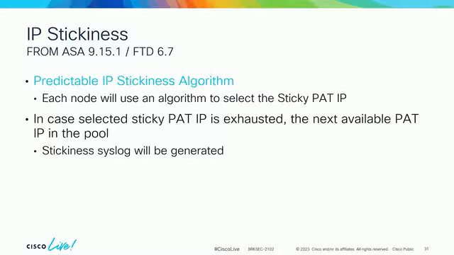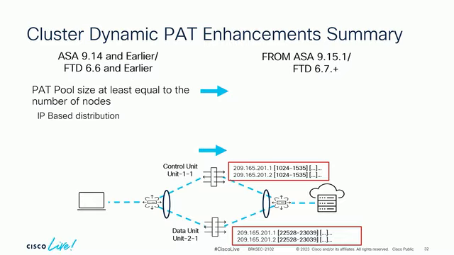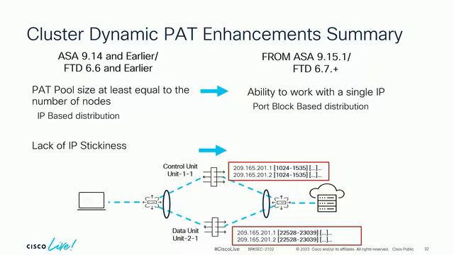So we can summarize these enhancements in the following list. The first one is that now, starting with firewall 6.7, we have the ability to work with a single IP address. However, it is important to properly size the PAT pool, because otherwise we are going to run into PAT pool exhaustion. And the second one is that cluster-wide IP stickiness is now achievable.